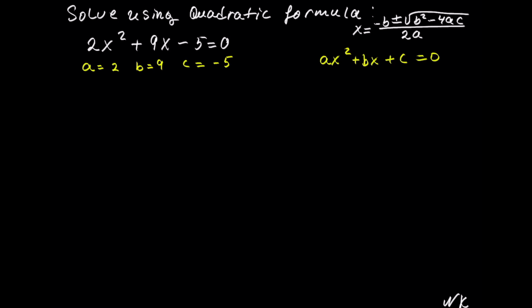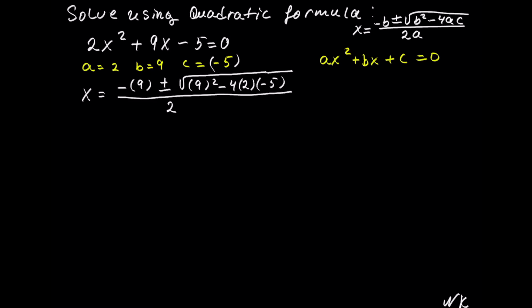The only thing is that we want to put parentheses around the value of c because it has the negative in there. So x is equal to negative b, b is 9, so -9, plus or minus square root of b squared, which is 9 squared, minus 4 times a, which is 2, times c, which is -5, and it's out of 2 times a, so 2 times 2.